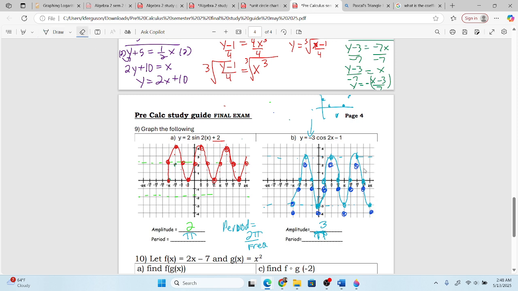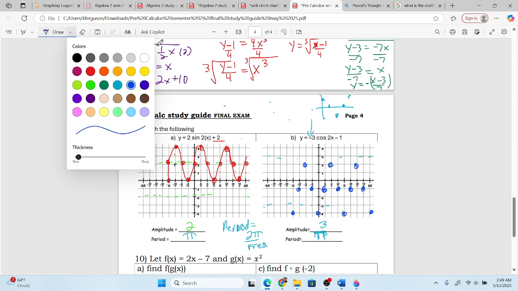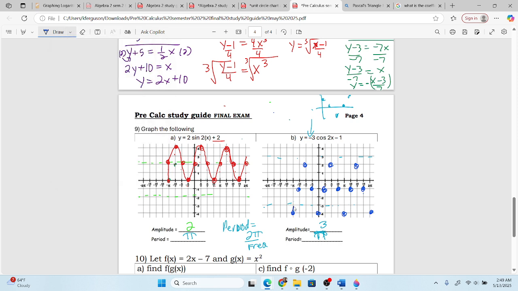Now, I'm going to get rid of the light blue graph. And then we're just going to draw in the dark. And that's that.